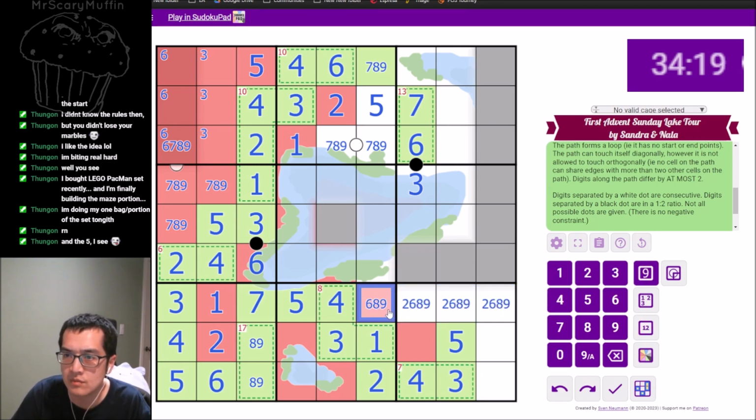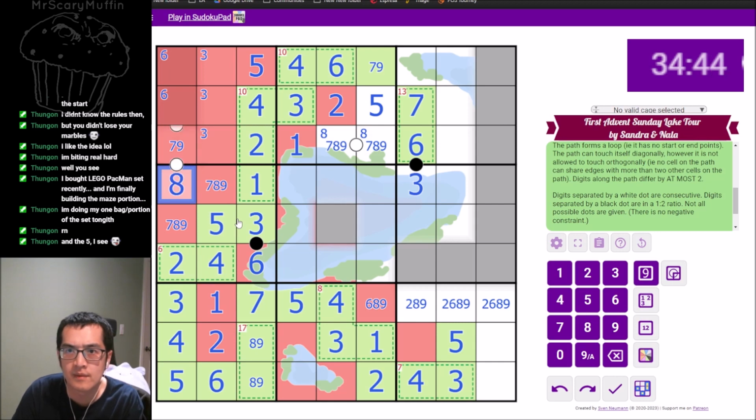This is not a 2. This is not a 6. There's always an 8 here, so this cannot be an 8. This is not either. This is also not a 6. 7 or 9. 9, this could be an 8. This has to be an 8, in fact.